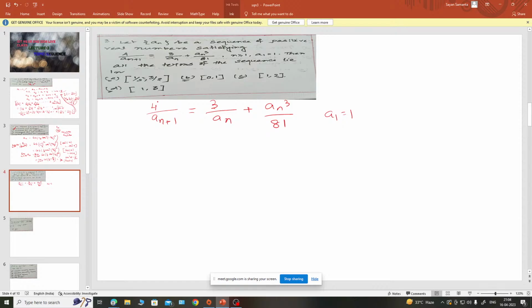Which option is correct? Here the first interval is the closed interval 1 by 2 to 3 by 2. The second option is 0, 1. The third option is 1, 2. And the fourth option is 1, 3. Okay. So which option is correct?